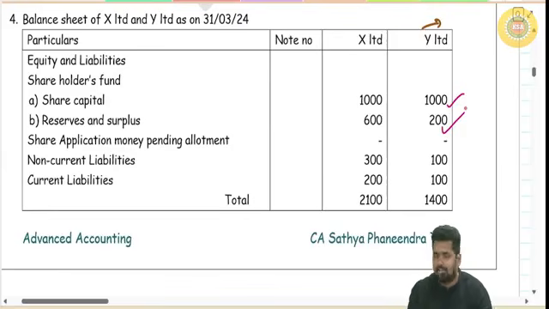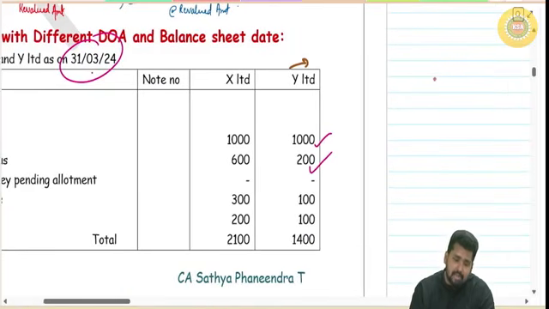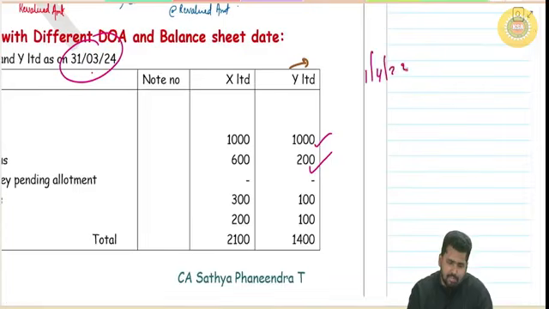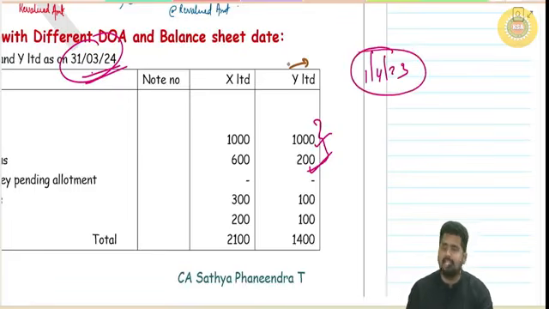1200. If you take it like that, we have to stand in the middle of the sheet, because as on what date are equity share capital and reserves and surplus? It is 31st March. But we need equity share capital and reserves and surplus as on what date? 1st April 2023. So you cannot take these values, because these values are as on 31st March 2024. I need that date's value.